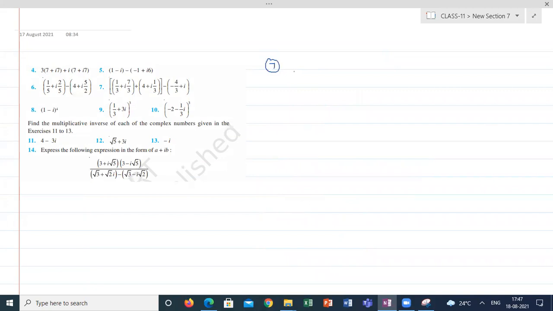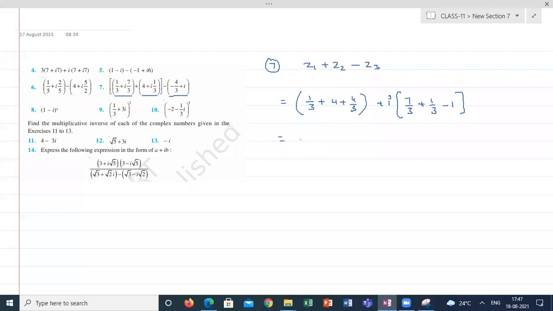Seventh one, also same. One complex number, second complex number, third complex number. Z1, this is looking like Z1 plus Z2 minus Z3. So collect all the real parts: 1 by 3 plus 4 minus of minus plus 4 by 3, plus i, if I am taking common, 7 by 3 plus 1 by 3 minus 1.